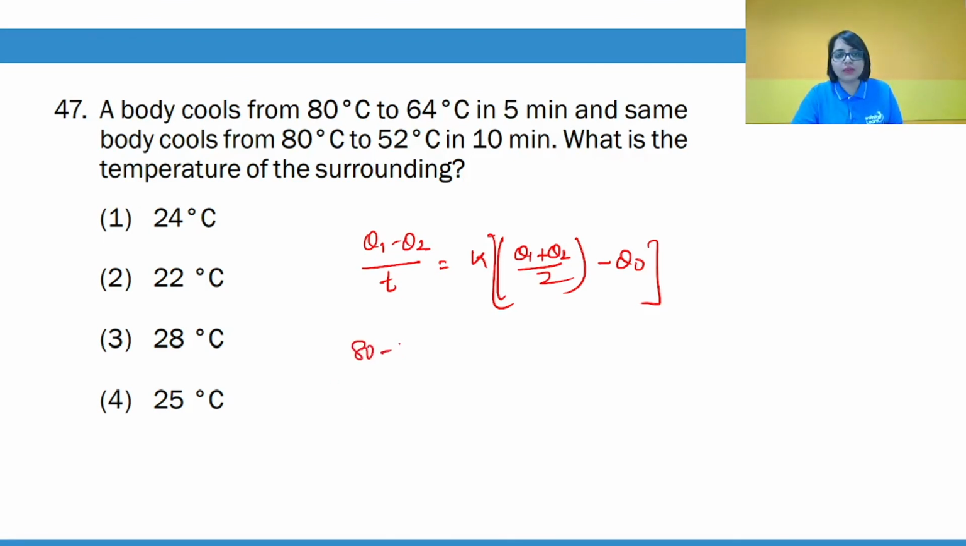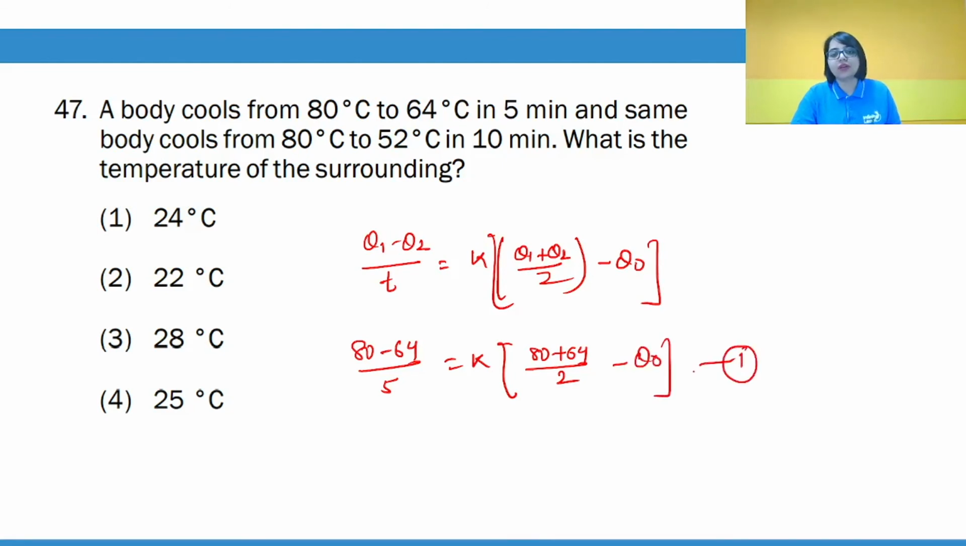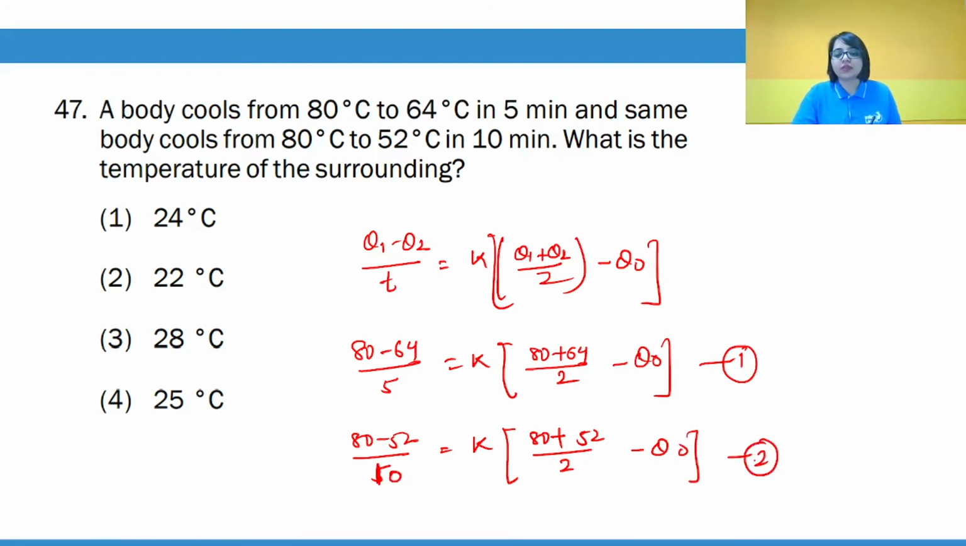So it will be 80 minus 64 divided by 5 minutes is equals to K, 80 plus 64 divided by 2 minus theta naught. This is my equation 1. Next is 80 minus 52 divided by 10 minutes is equals to K, 80 plus 52 divided by 2 minus theta naught. This is equation 2. After dividing equation 1 and 2, I'll get my answer as option 1, that is 24 degrees Celsius.